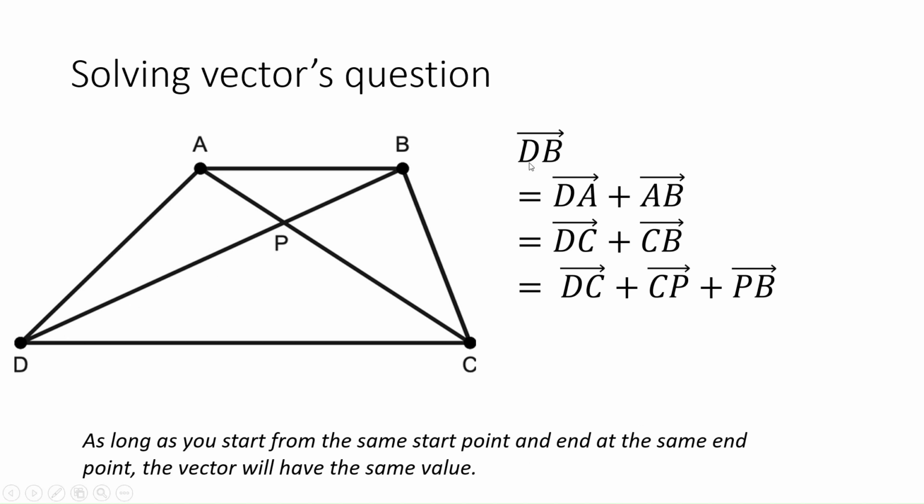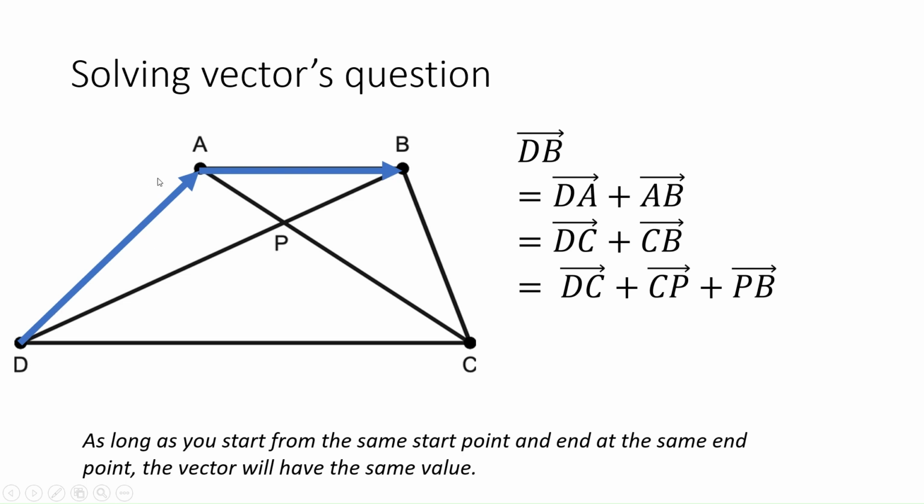Let's take for example DB. Now DB is from here to here. Let's look at this line DB. The start point is D, the end point is B. So to do this, we start from D and we go to B. Now there are a lot of possible ways to reach the end point B from D. I can do this, which is the blue line. I can go to A first, and then I go to B. If I do that, that will be DA plus AB.